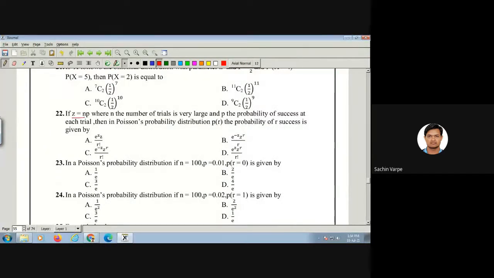If z is equal to NP, then what is the formula of the Poisson probability distribution? e raised to minus z, z raised to r upon r factorial.